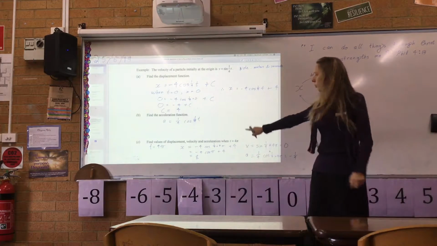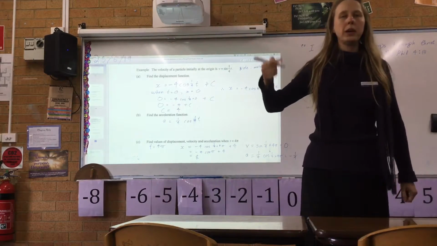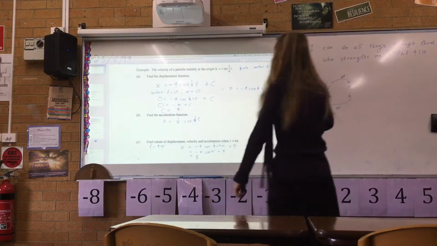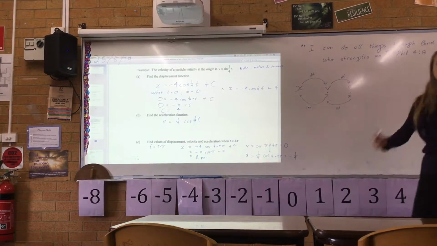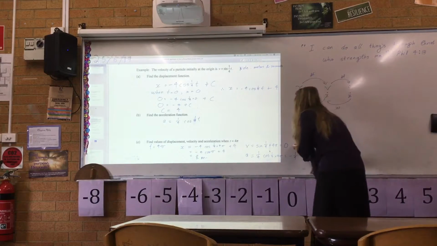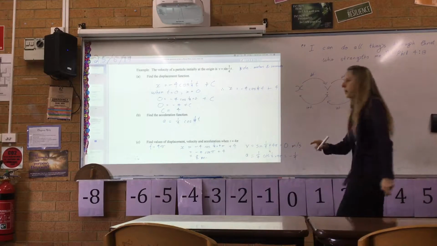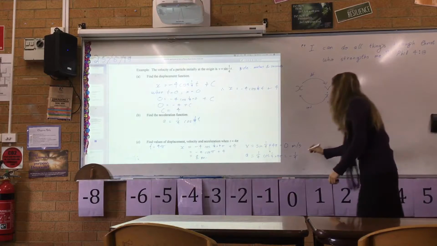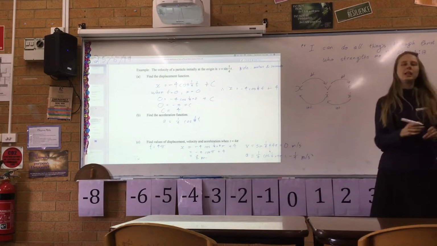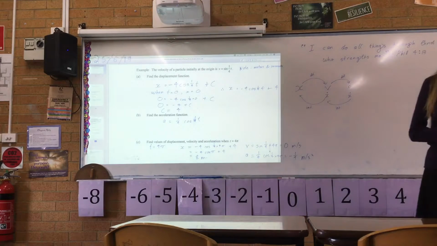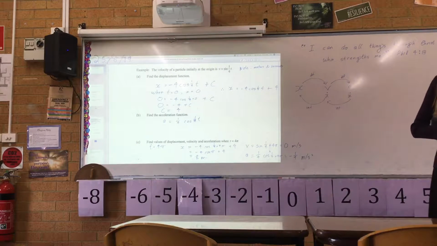Okay? So what would my units be for displacement? Meters, it sure is. What about velocity? Velocity is meters per second. And what would this be? Meters per second squared, or meters per second to the negative 2. Okay? Briefly describe the motion. How's that? We're all good with that?